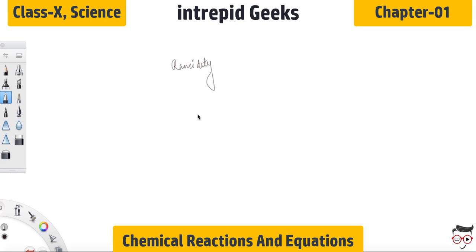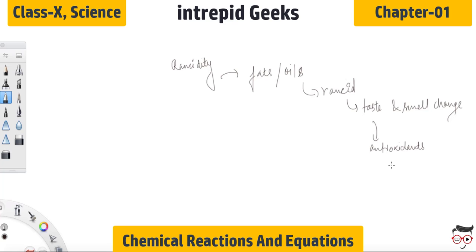Next thing is rancidity. So have you tasted or smelt fat and oil containing food materials left for a long time? They don't smell good. Why don't they smell good? Because the fats or the oils also get oxidized. And when they get oxidized, we say that they become rancid, and their smell and taste both change. Usually to avoid this, antioxidants are added to foods containing fats and oils. Also, keeping food in airtight containers.